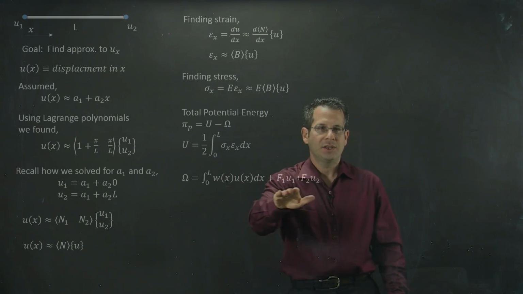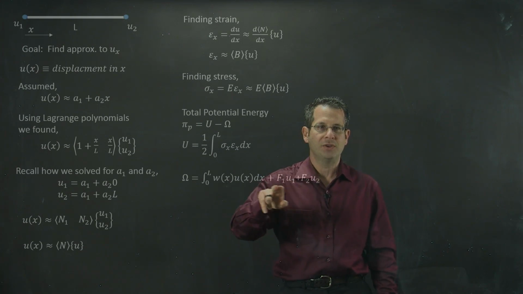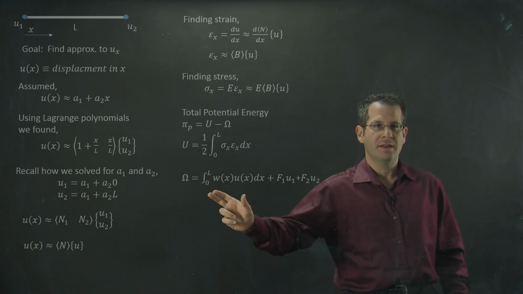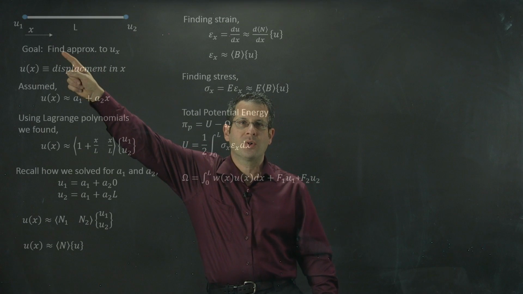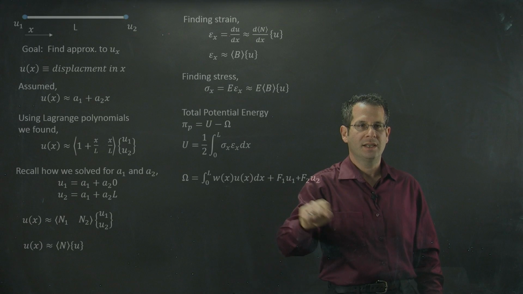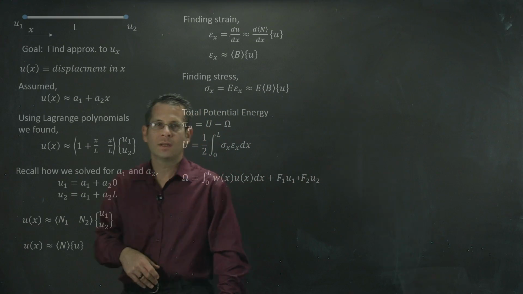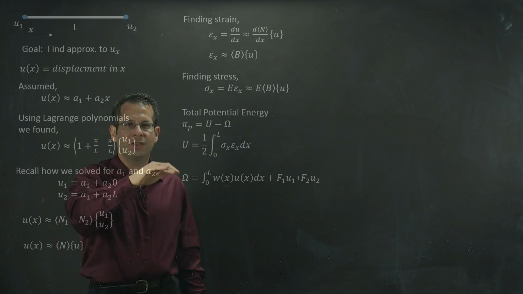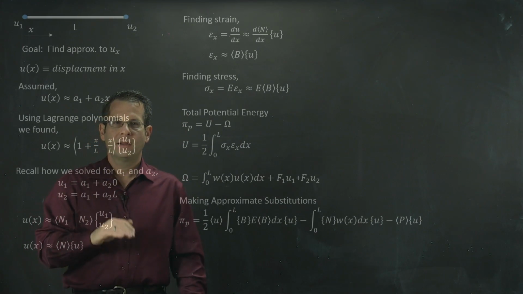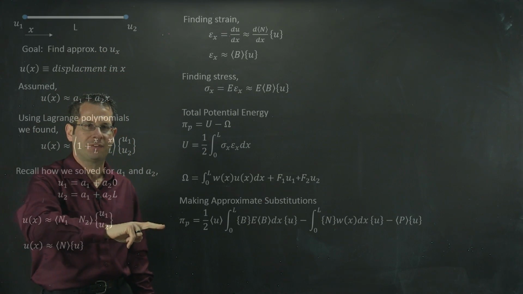We also had these two terms for the potential energy due to the external forces. This integral expressed the energy due to any type of distributed load or traction load along the length of the body, and these two terms represent any forces being applied at the nodes. Taking these terms for my total potential energy, I can now substitute in the expressions I derived earlier for stress and strain, and I get this form.